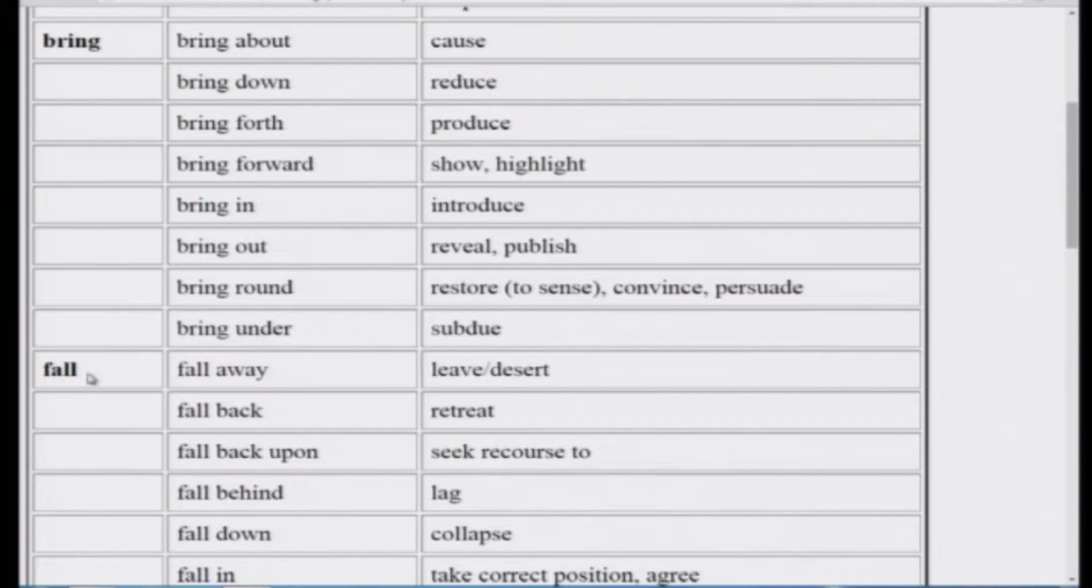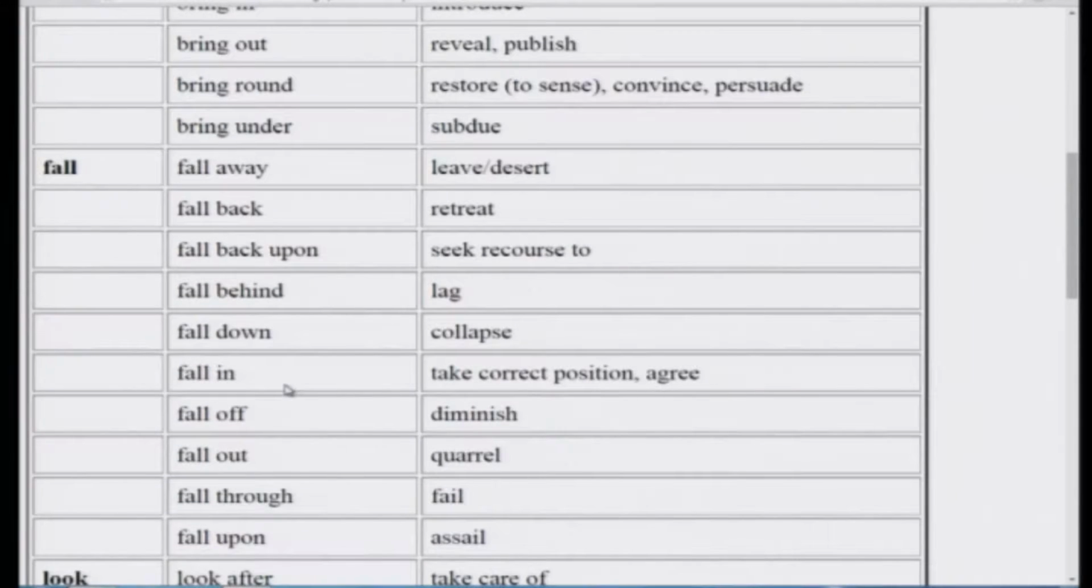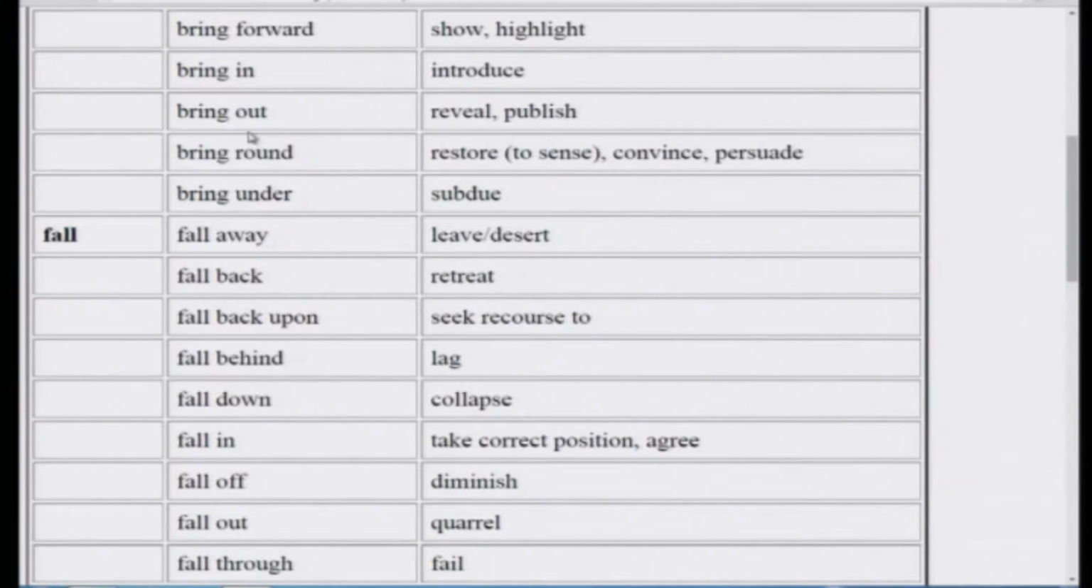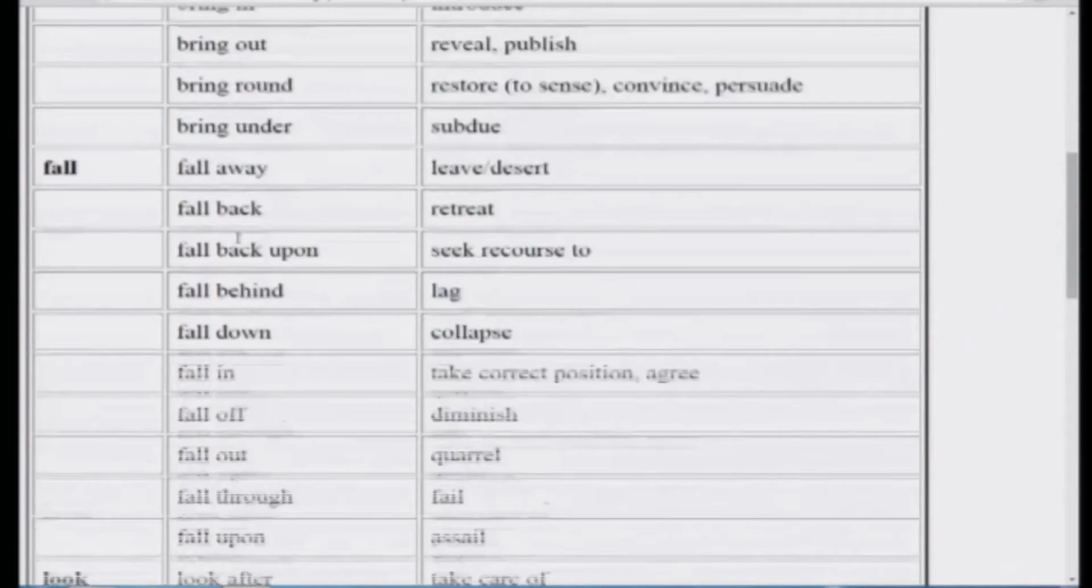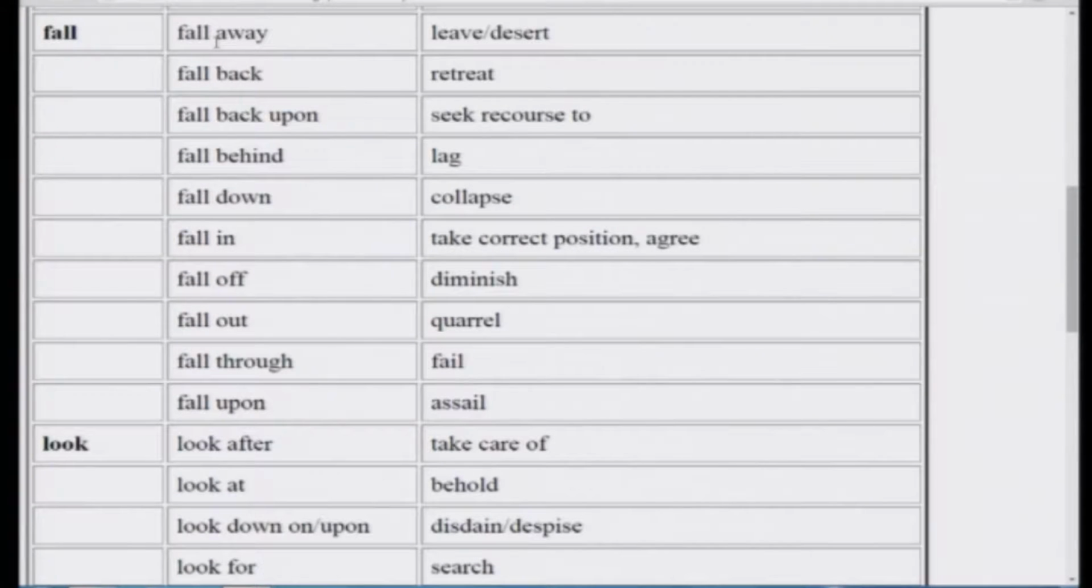Okay? Fall. With fall, there are lots of them. In fact, with each of these, there are more. We made only a selection in each case. Fall. Fall away, leave or desert. That is, some people were earlier part of the group, now they have fallen away. They are not coming anymore to the group meetings and participating in the discussions or activities. Okay? Fall back, retreat. Okay?